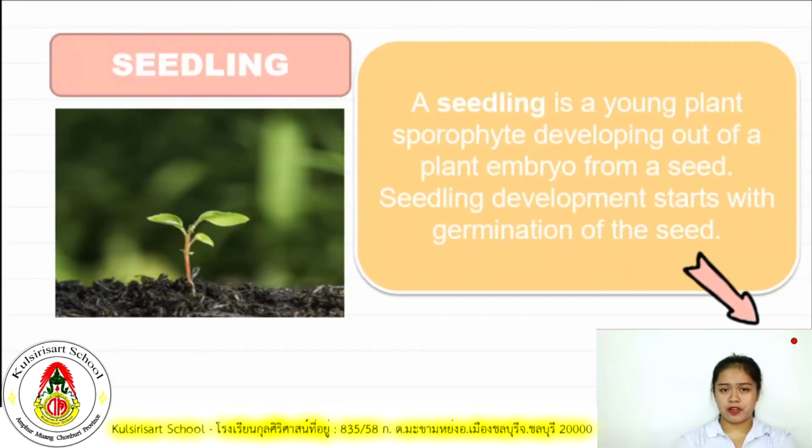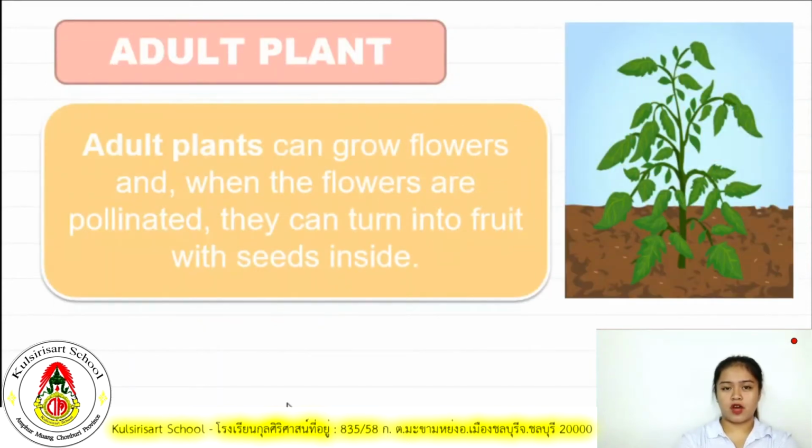Can you still remember the next stage? The next stage of a flowering plant's life cycle is the adult plant. After becoming a seedling, it will now become an adult plant. Everybody say adult plant. Adult plants can grow flowers, and when the flowers are pollinated, they can turn into fruit with seeds inside. So that is what the adult plant is.